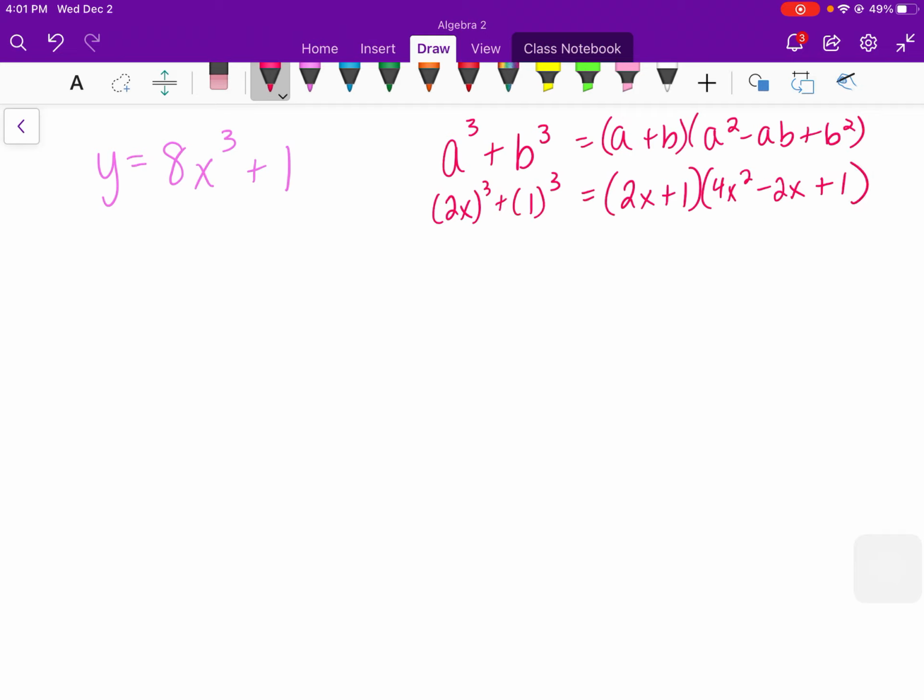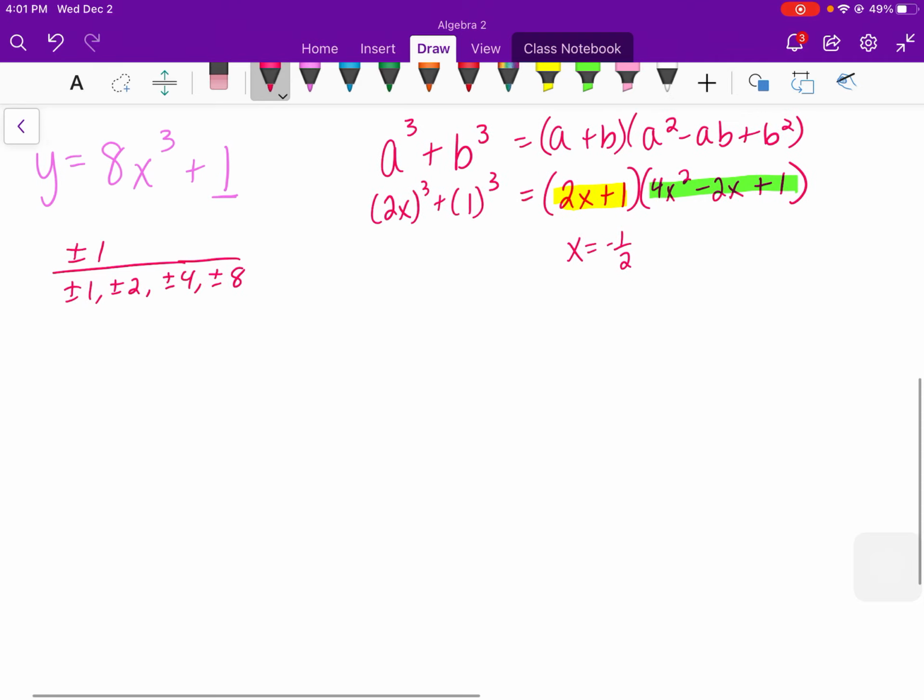So I know that it would factor to this, which means that I know one answer would be negative 1/2 if I was to solve this piece. And then I could get my other answer by doing the quadratic formula for here. So that's what we did in the last unit. I'm going to solve this using the rational roots theorem. I know that all my possible roots are going to be the factors of 1, so plus and minus 1, divided by the factors of 8, so 1, 2, 4, and 8. So 1, 1/2, 1/4, 1/8 are all my possible roots.